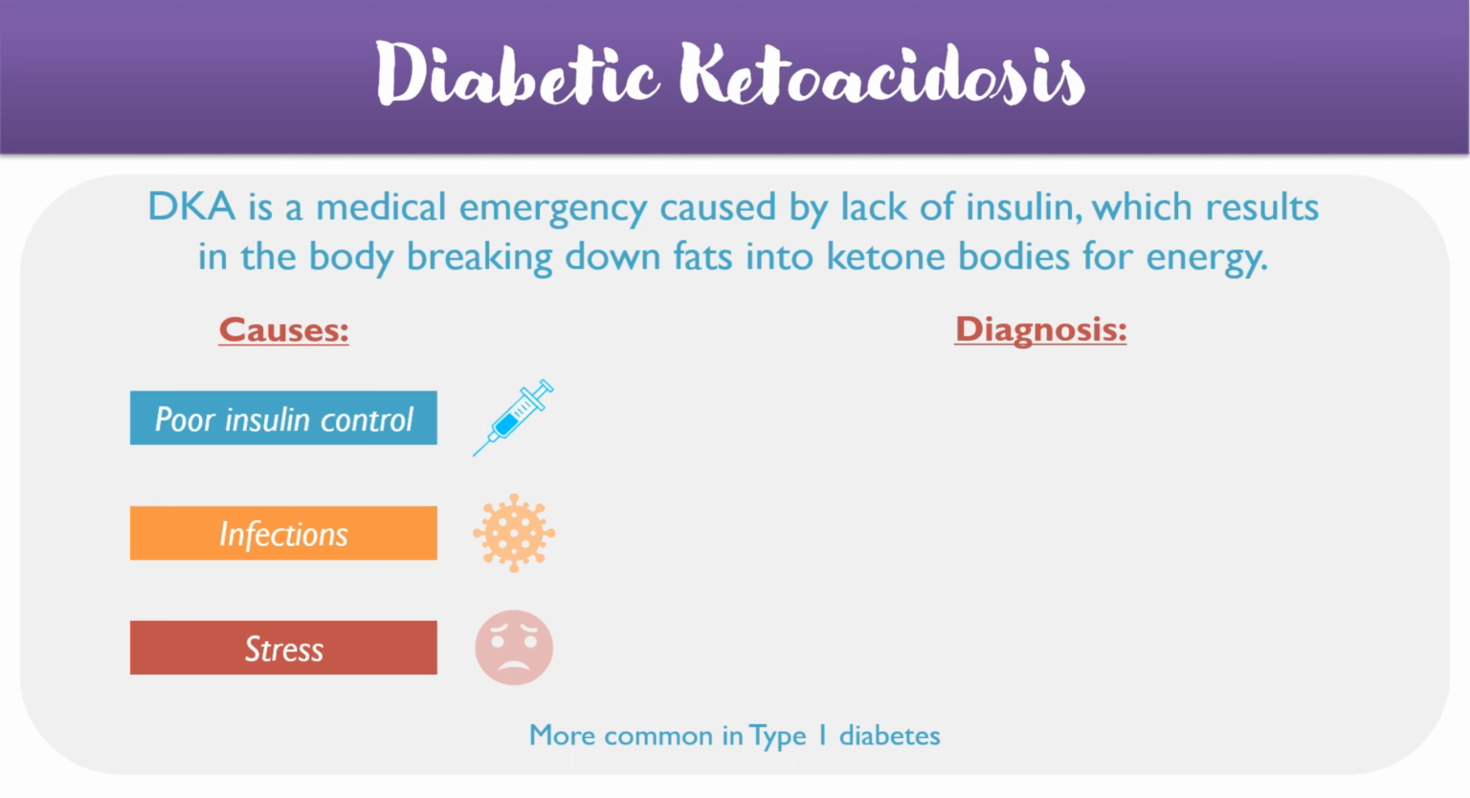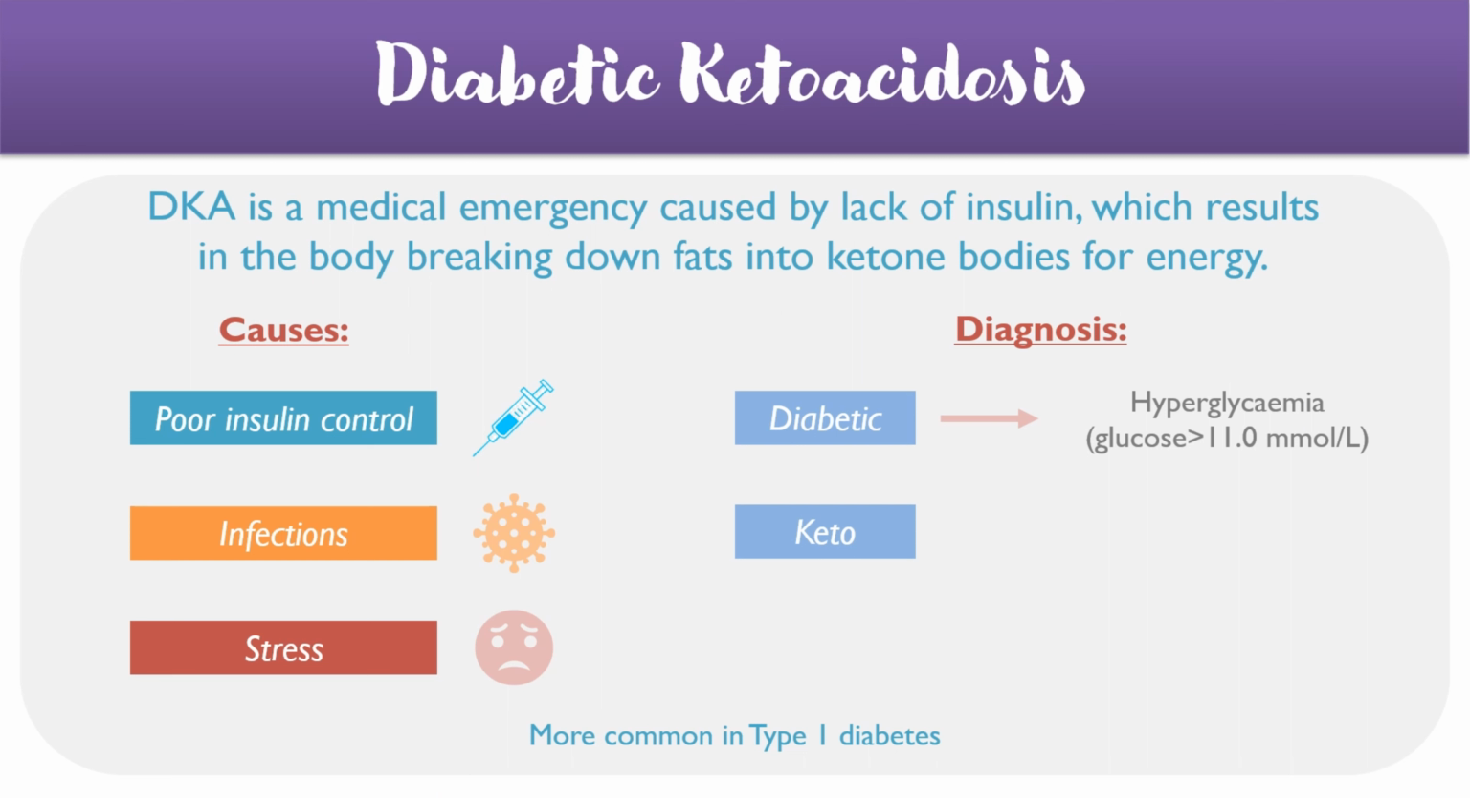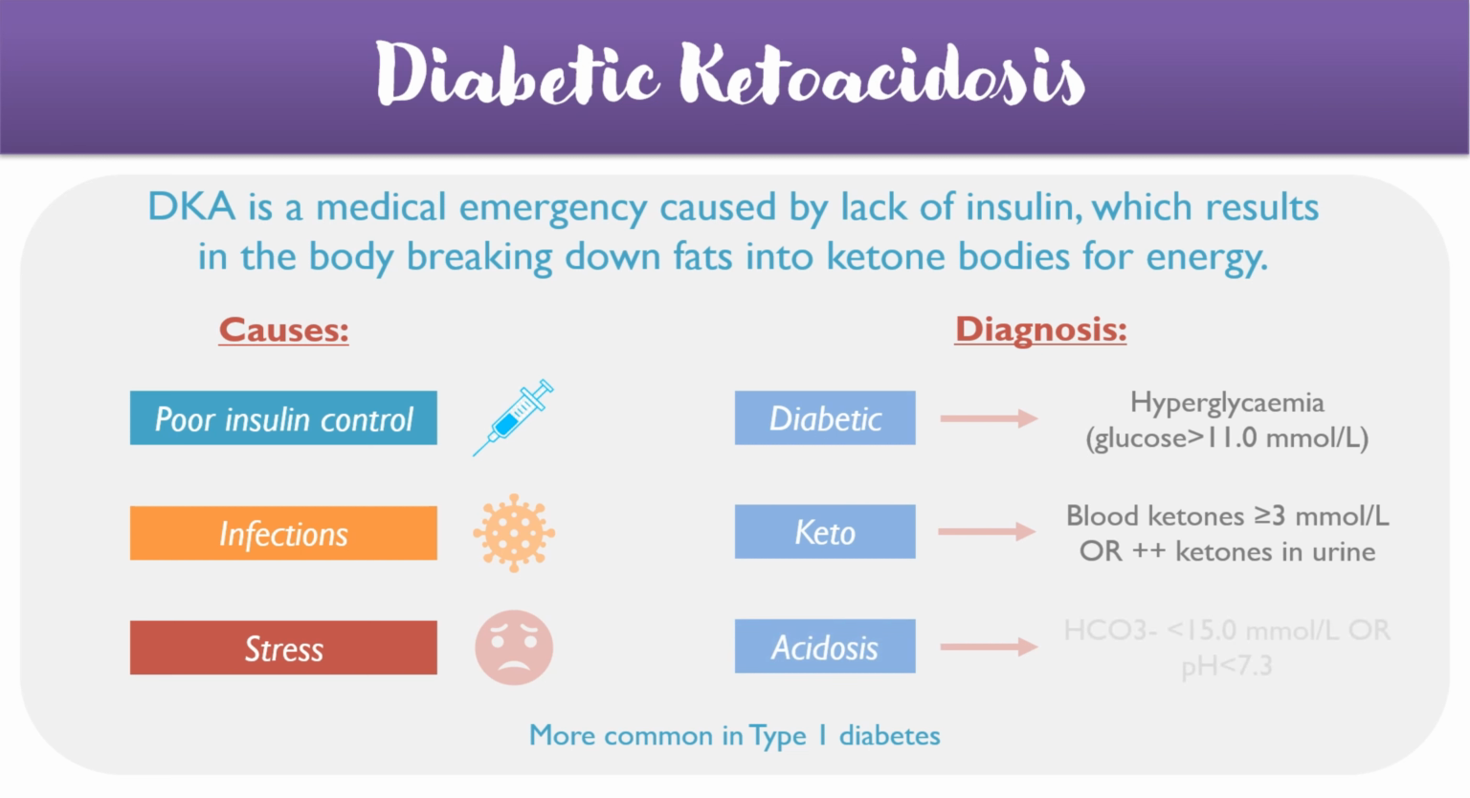In terms of the diagnosis of diabetic ketoacidosis, we can look at the terminology itself. So diabetic means that the blood glucose values are raised, and usually above 11 millimoles per liter. Keto means that the ketone bodies in the blood are also elevated, usually above 3 millimoles per liter in the blood or present in the urine. And acidosis means that the pH must be below 7.3 or the bicarbonate levels less than 15 millimoles per liter. And we can use these three changes to diagnose the condition.